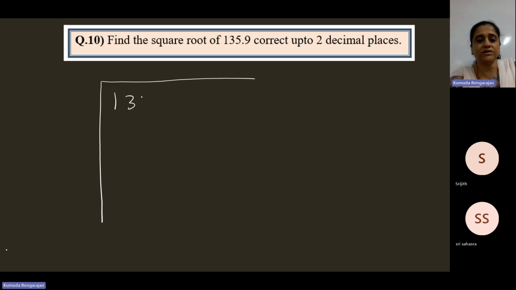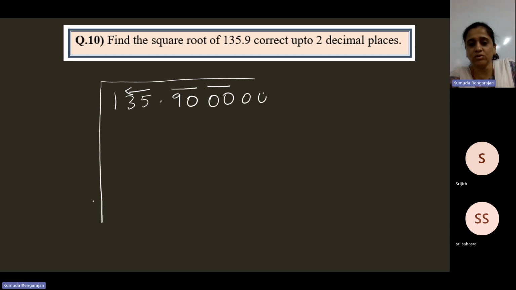So the number is 135.9. How do you group the integral part? Backwards, right? So 3, 5, and 1 stands alone. And the decimal part, 2 decimal places. So you need 3 pairs. 2 decimal places, so 3 pairs. So 9, 0, 1 pair, 0, 0. Second pair, 0, 0. Third pair.